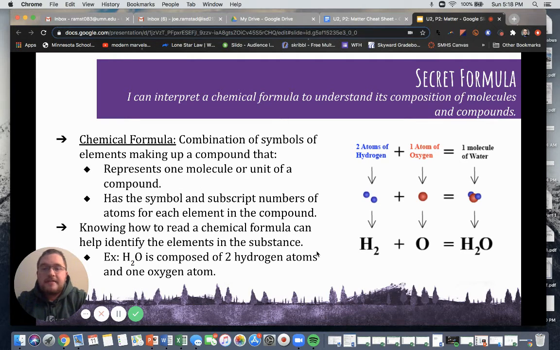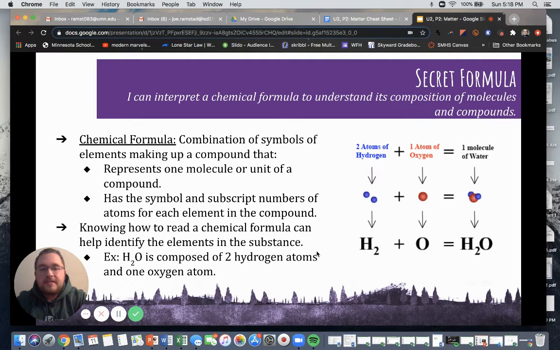A chemical formula is a combination of symbols of elements making up a compound that represents one molecule or unit of a compound, and has the symbol and subscript of numbers of atoms for each element in the compound.